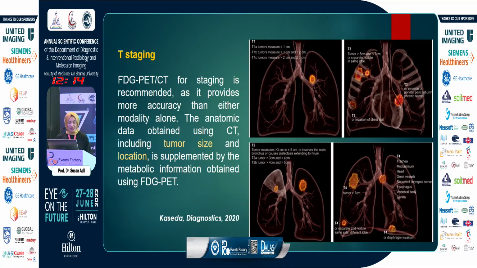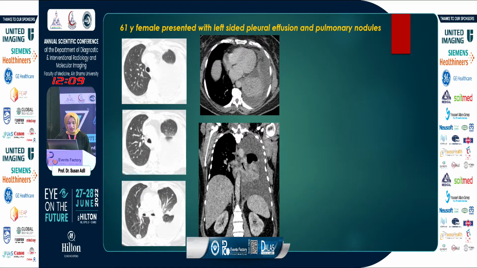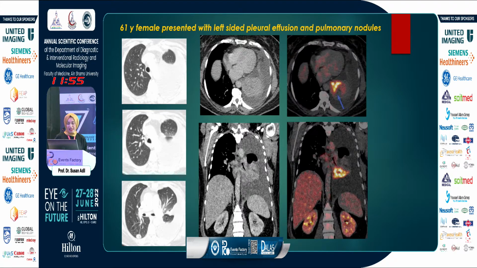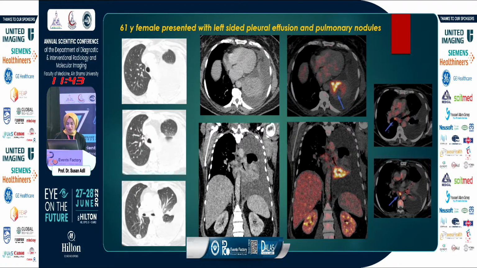PET-CT is very accurate in detecting the tumor size and location. As shown in this case, this old female presented with left-sided pleural effusion and multiple bilateral pulmonary nodules, and was referred for further assessment by PET-CT that revealed an ill-defined hypermetabolic soft tissue mass lesion within the collapsed left lung lower lobar parenchyma, and also revealed hypermetabolic small mediastinal lymph nodes.